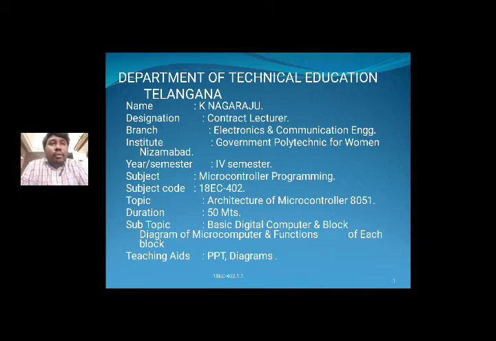Before discussing the architecture of the microcontroller, the student must know the concepts of the digital computer, the microcomputer, and also the microprocessor. That means before the introduction of the microcontroller, the student must know the digital computer, microcomputer and microprocessor. What is the advantage of the microcontroller? What is the disadvantage of the digital computer, microcomputer and microprocessor? We will discuss based on our topics.